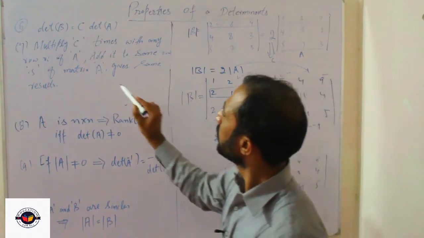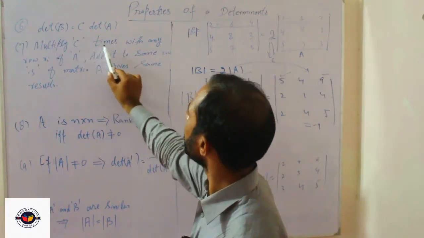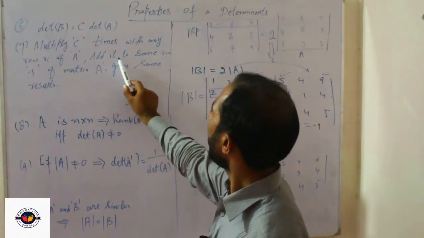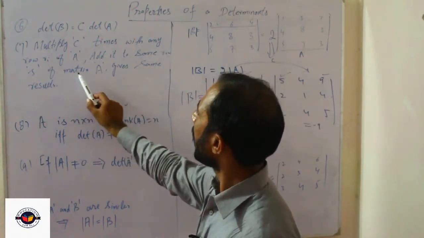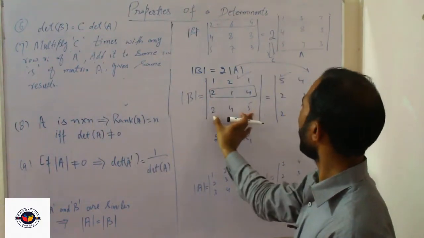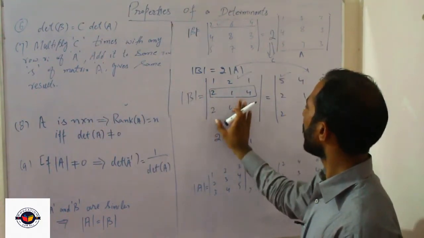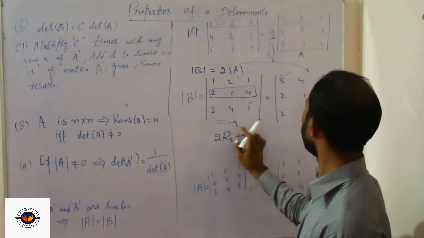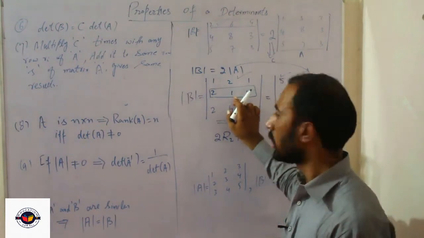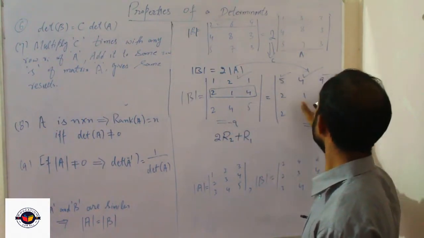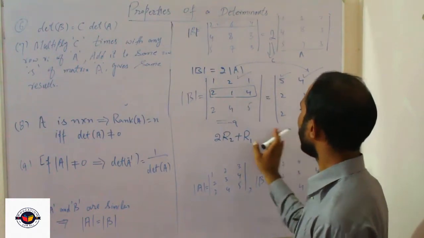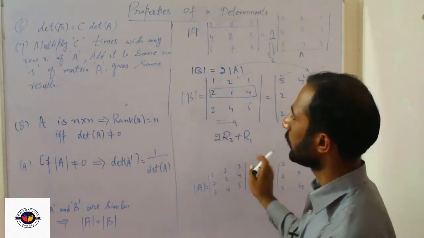Now the property says that multiplying C times any row Ri of A and adding it to some row S of matrix A gives the same result. Now this was the original matrix. The determinant of this matrix is -9, and after multiplying C with the second row and adding, we have a new matrix, a new determinant, and the determinant of this matrix is also -9, and we see that the result is the same.